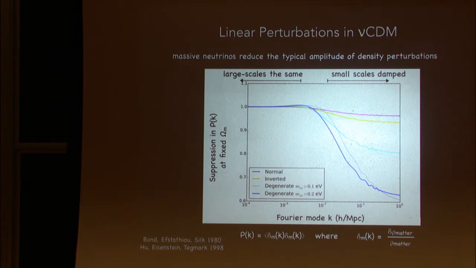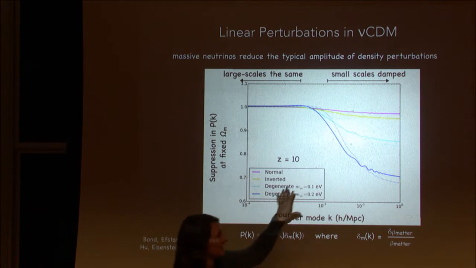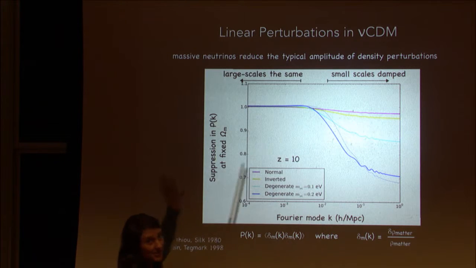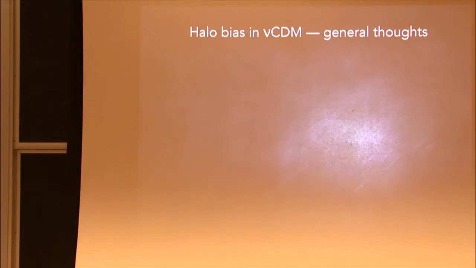And then one thing to just keep in mind is that this suppression changes with time. So this is at redshift 0, and this is at redshift 1 and 10. And this is because the growth rate of perturbations on this scale is different than the linear growth rate of perturbations on the larger scale. How does that affect halo bias?